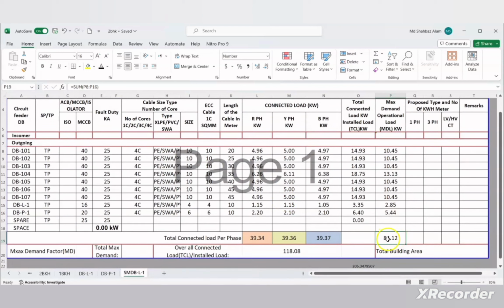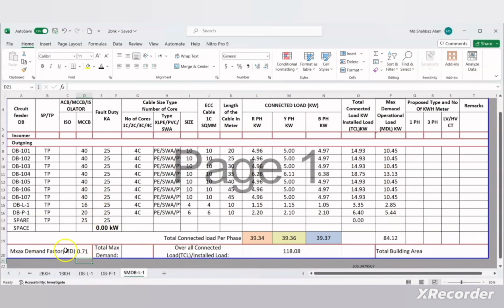Okay. Now, we will calculate the overall demand factor of that SMDB. This demand factor 0.7 I considered for DB101. This demand factor 0.85 I considered for DBL1, but I don't know the total demand factor for the SMDB. So how will we calculate? We will divide this maximum demand load by total connected load, which I already explained in depth in the part 6 video. So we will write equal, let me make it black. What I did, I divided maximum demand load by total connected load. Then I got the value of 0.71.